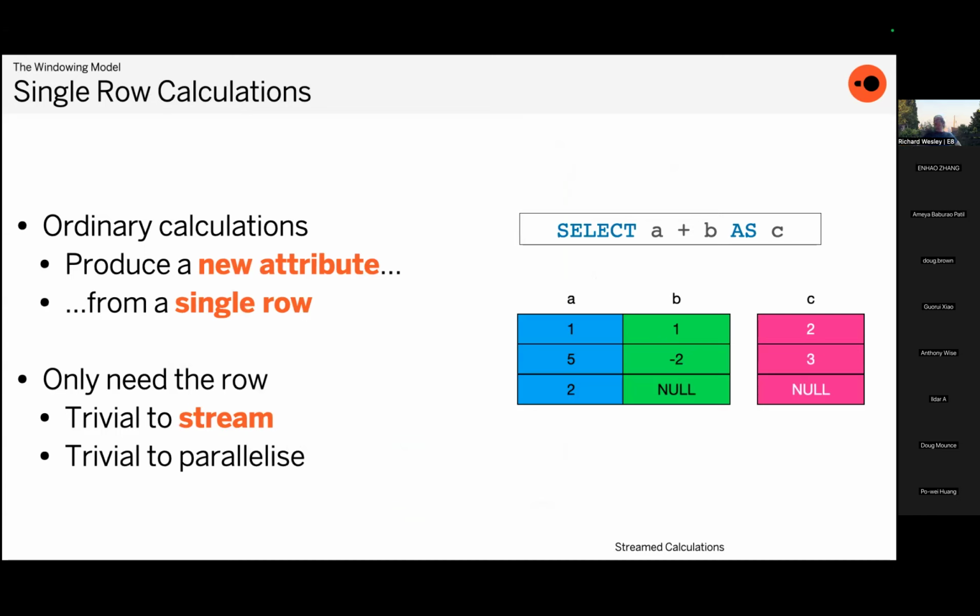The original SQL model, you had ordinary calculations that produce a new attribute from a single row. And this is really great because you can stream it, you can parallelize it, you can do all kinds of things with it, and you've just got this little thing where you're doing your computation.